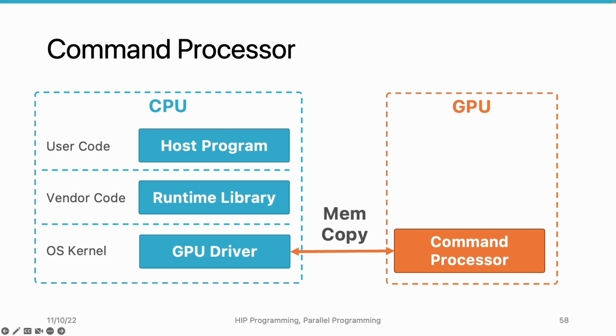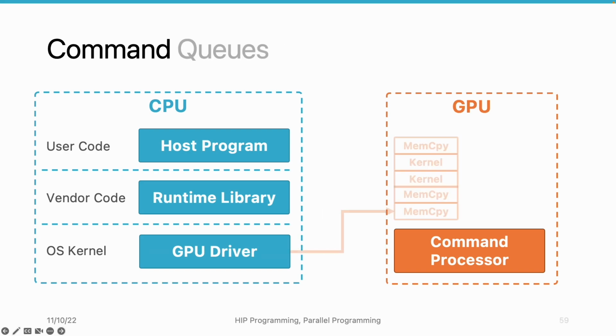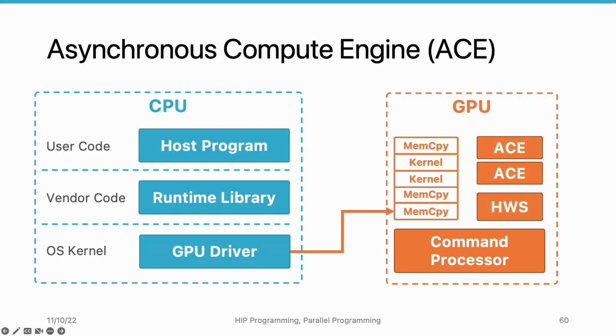When the CPU launches a command to the GPU side, it adds the command to a command queue, and all the commands in the command queue will be executed in order. The command queue is nothing special, it's just a part of the GPU memory, and it uses some encoding to represent the commands. The GPU command processor also includes some extra hardware, including the hardware scheduler and the asynchronous compute engine, ACE. Your GPU may have more than one ACE and more than one hardware scheduler.